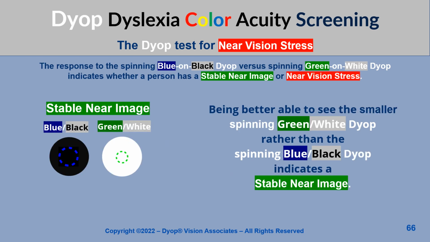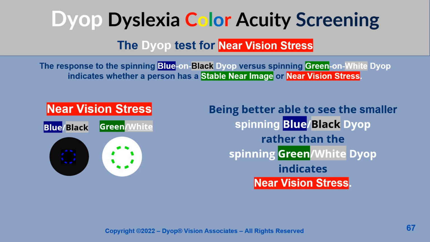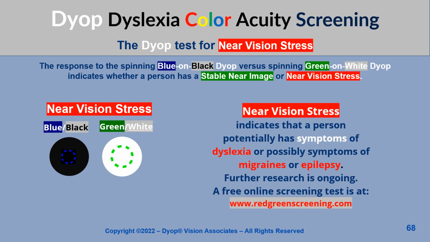Being better able to see the smaller spinning green on white Dyop rather than the spinning blue on black Dyop indicates a stable near image. However, being better able to see the smaller spinning blue on black Dyop rather than the spinning green on white Dyop indicates near vision stress. Near vision stress indicates that a person potentially has symptoms of dyslexia or possibly symptoms of migraines or epilepsy.